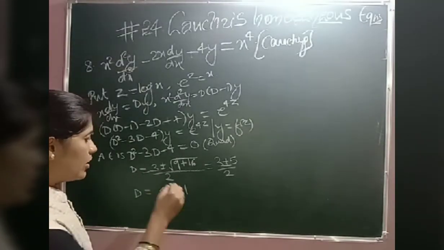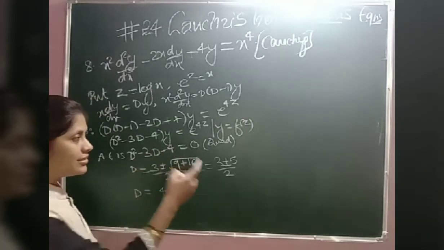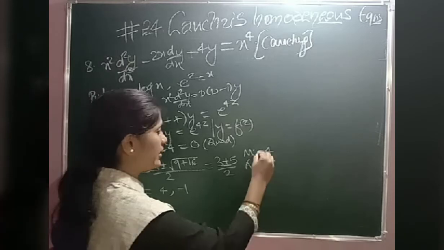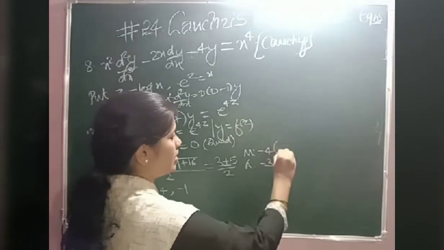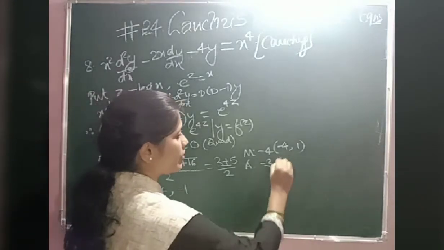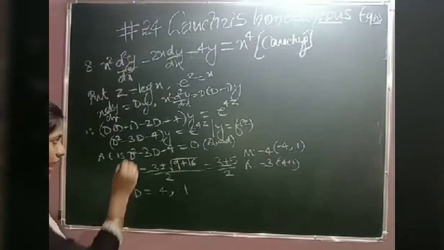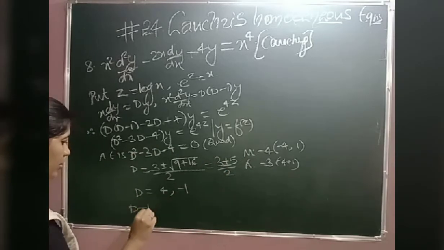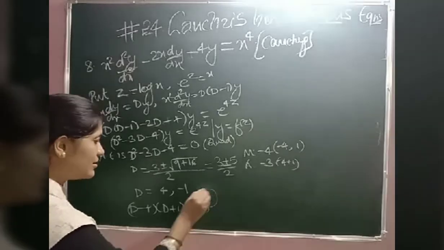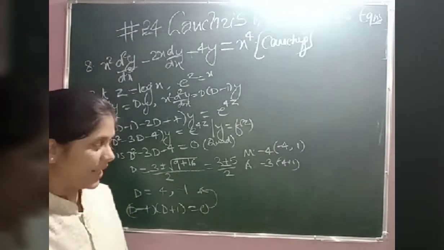So already we know, when I look into this equation, the multiplication is minus 4 and the addition is minus 3. So what are the roots? Minus 4 into 1 will give minus 4, and minus 4 plus 1 will give minus 3. So straightaway I can also write it as (D minus 4)(D plus 1) equal to 0. Even this gives the same thing: D equal to 4, D equal to minus 1.